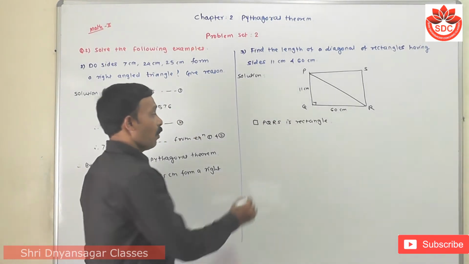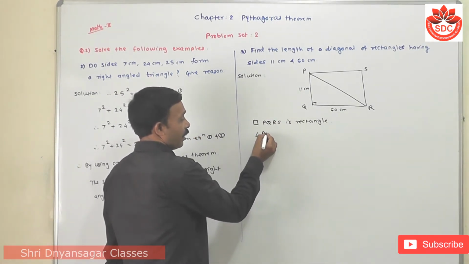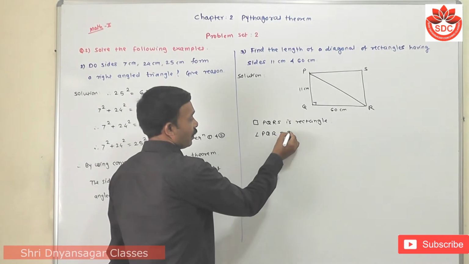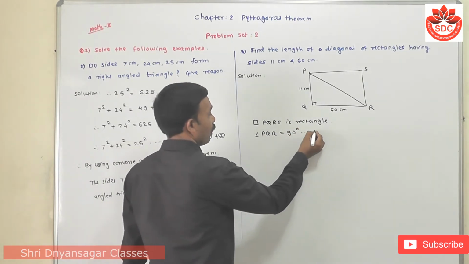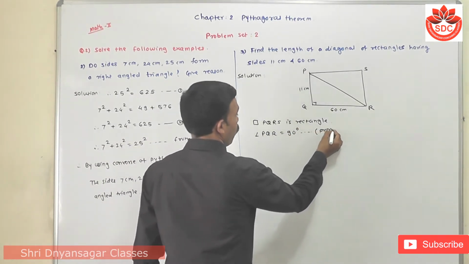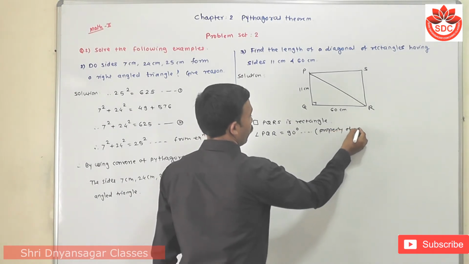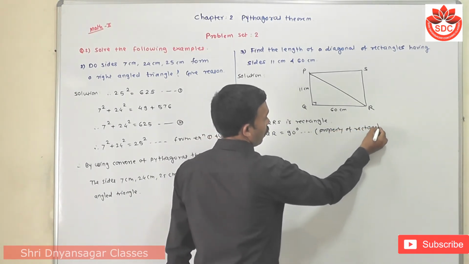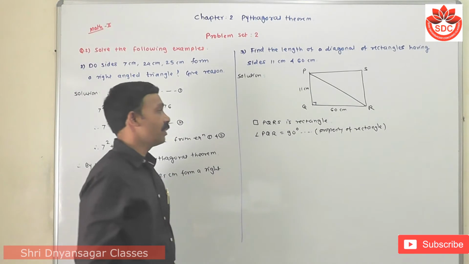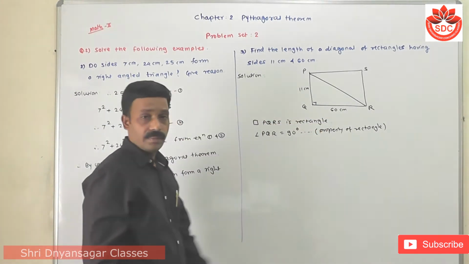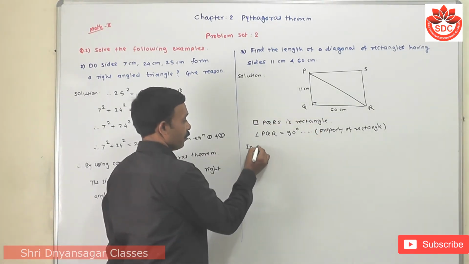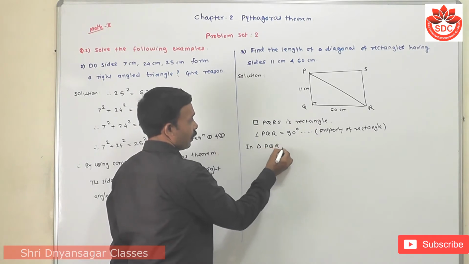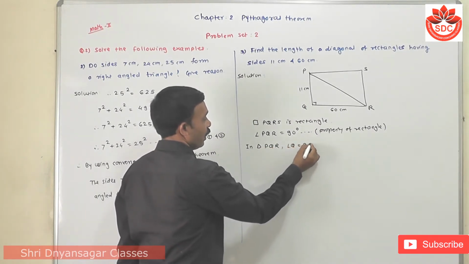Then the property of rectangle: each angle is a right angle. Therefore, angle PQR is equal to how many degrees? 90 degrees. This is the property of rectangle. Now we take the triangle PQR. In triangle PQR, angle Q is equal to 90 degrees.